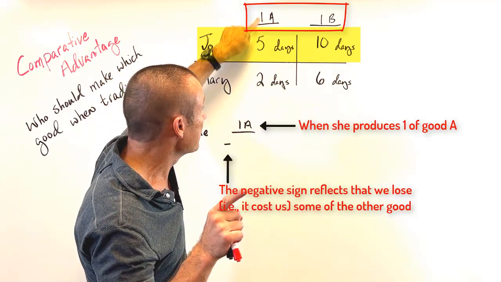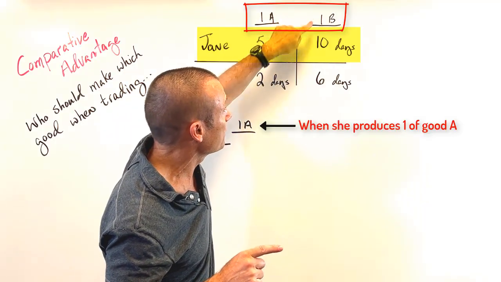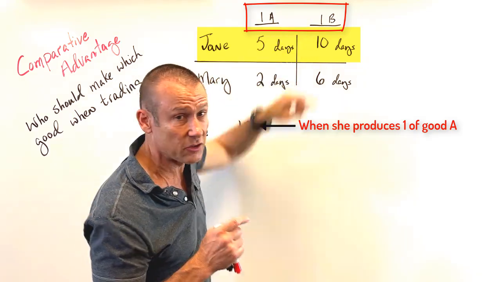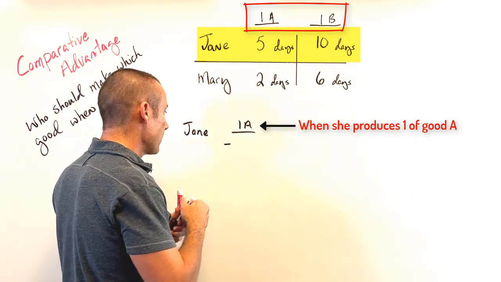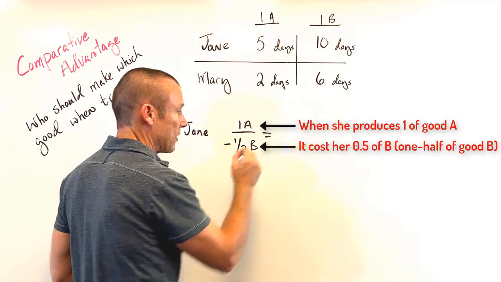Now here's the key. In 5 days, how much of B could she make? Remember, 1B, it takes her 10 days. So in just 5 days, how much of B could she make? A half. And there you go, you've got it. You've done all truly the hard work, okay? You just found opportunity cost.